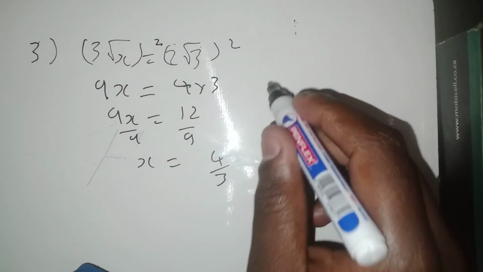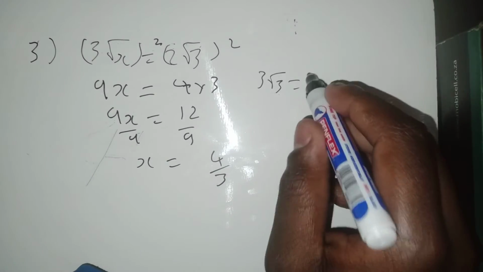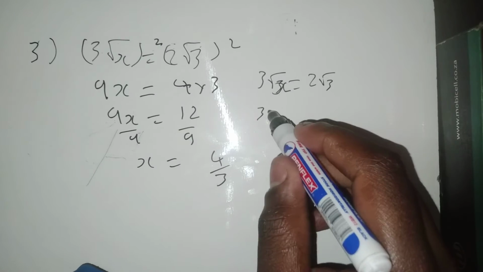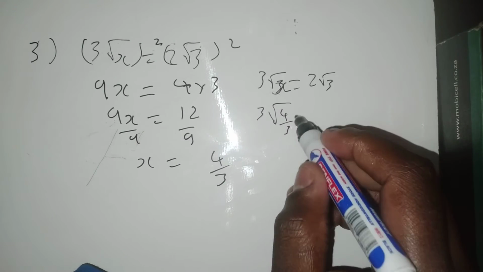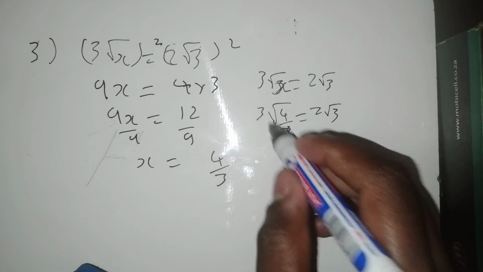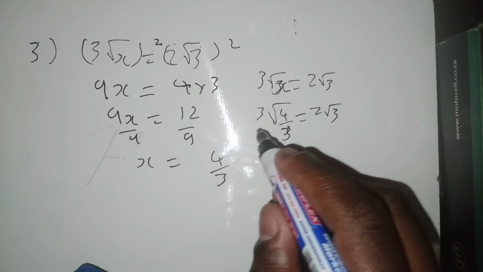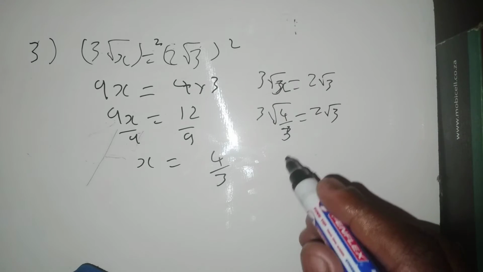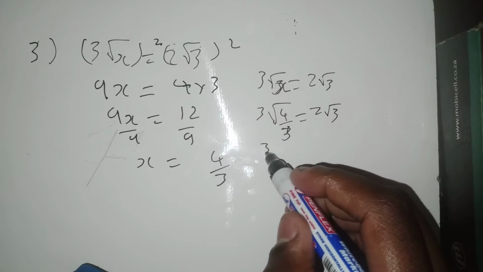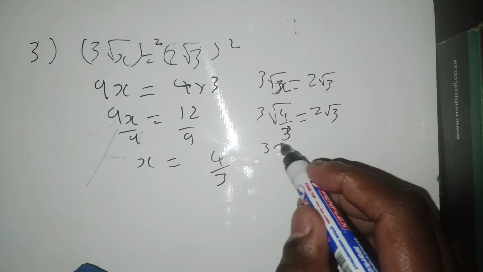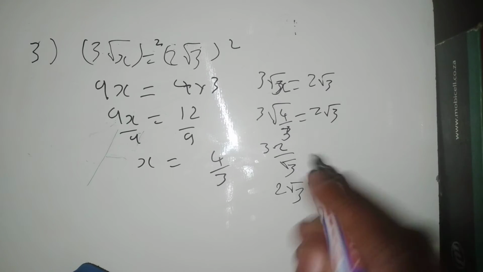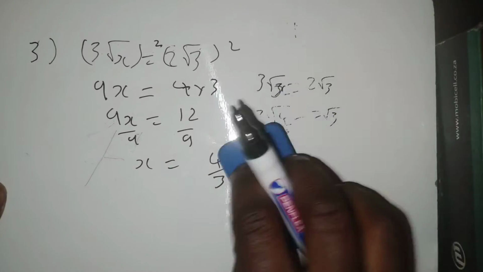If we substitute, our original question was 3 root x equals 2 root 3. If I type this, you can type it in the calculator and see if it's equal to that. Square root of 4 over 3 is 2 over root 3. I'm just using my brain, but you can type this in the calculator. So this becomes 2 root 3. It's the same as the right hand side, so this is valid.